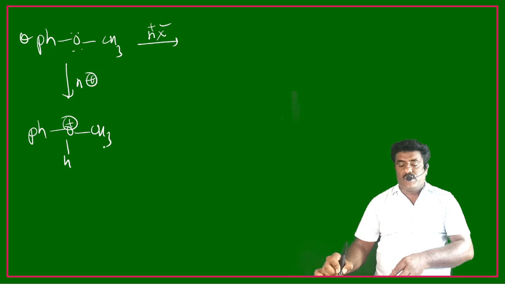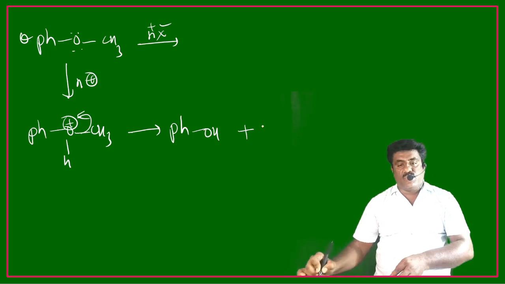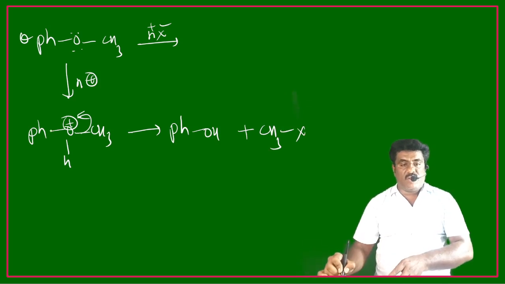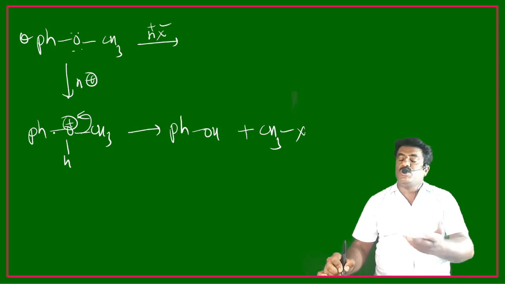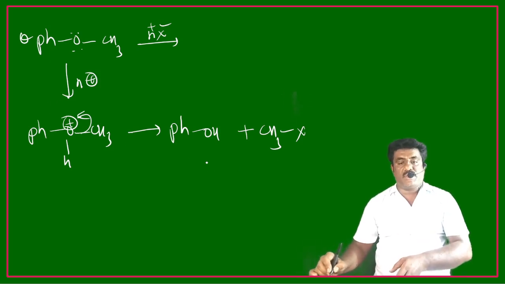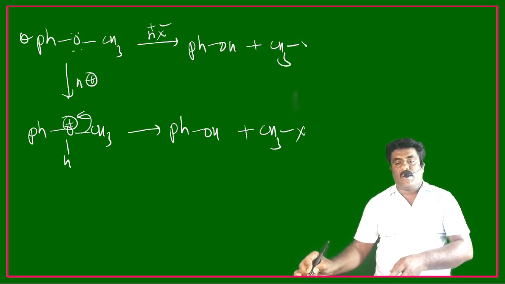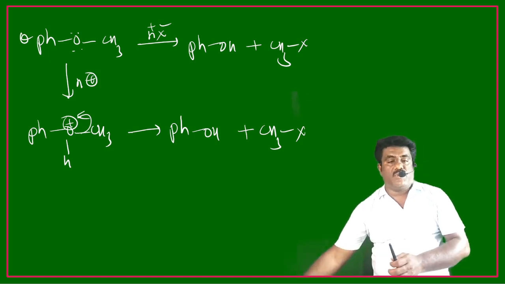What happened? So it forms PhOH, and CH3 plus is formed, which combines to form CH3X. The phenyl oxygen bond could not break. Why? Due to resonance stability. This is the product: PhOH plus CH3X. Have a look at the next one.